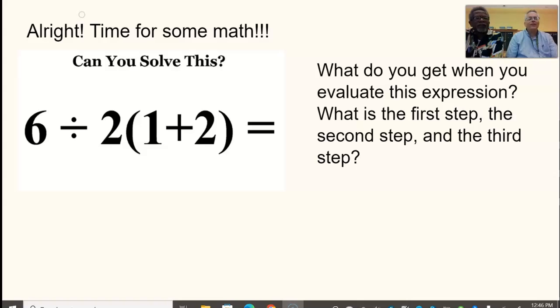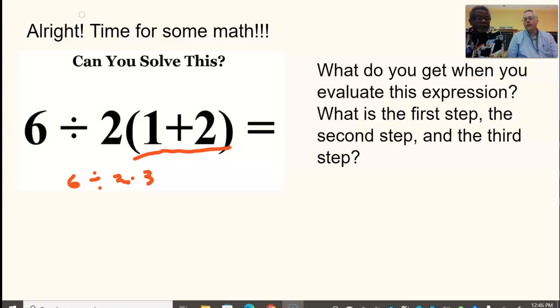So, Mr. Moore, what's the first thing we would do here? Well, according to PEMDAS, we see our parentheses with 1 plus 2. So that's the first thing we would do. We know parentheses first, so we'd have 6 divided by 2, and it'd be times 3. Okay, very good. So now we're working what? Left to right. So now we see 6 divided by 2 times 3.